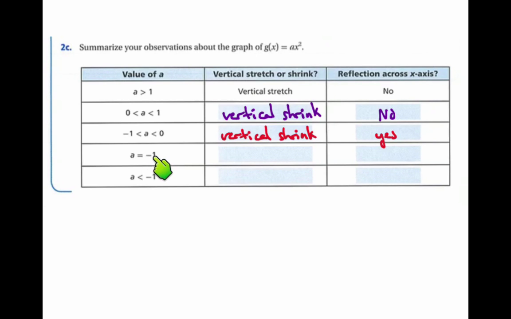If a is exactly -1, then it is not going to stretch nor shrink. And yes, because it's a negative a, it is reflected across the x-axis. And if a is less than -1, so it's -2, -3, -5,000, we have a vertical stretch, and still it's a negative number, so yes, it is reflected across the x-axis.